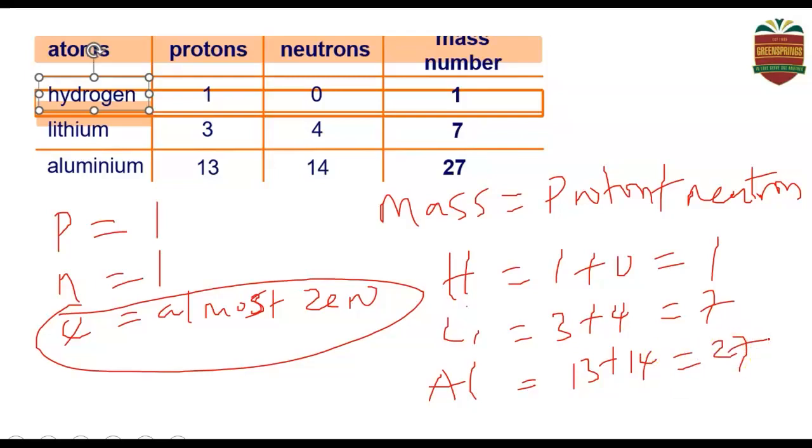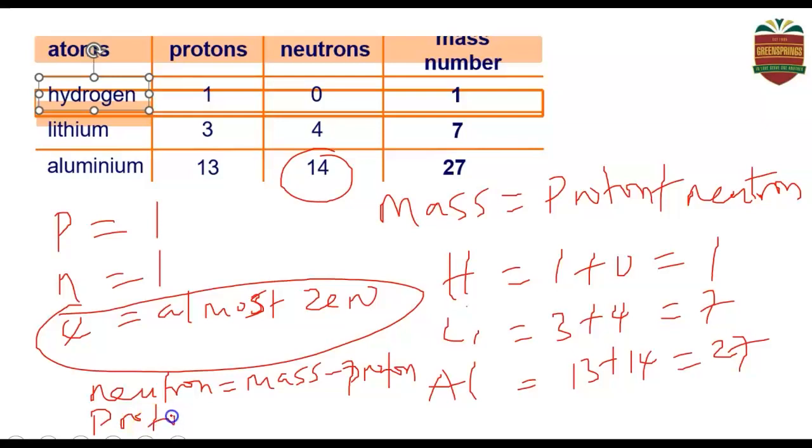If you are given the mass number, and you are looking for the neutron, then you need to subtract. For instance, if you need to find 14, all I need to do is neutron equals mass minus proton. Likewise, if I need to find the proton, proton equals mass minus neutron.